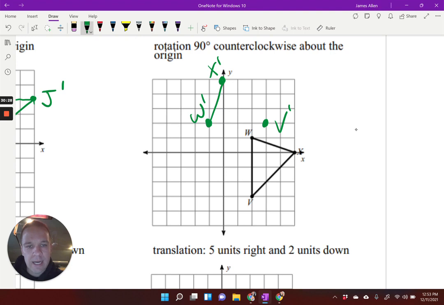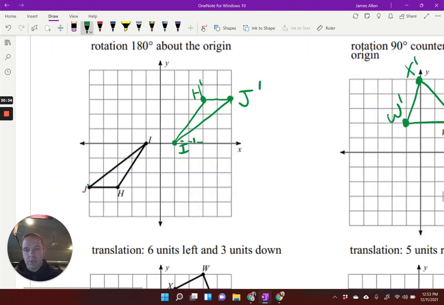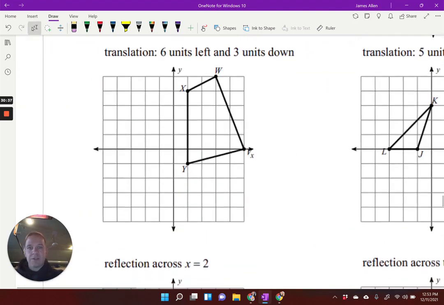Let's connect the dots. See what looks about right. I like it. That looks like a rotation, 90 degrees counterclockwise. We're good. All righty. 6 units to the left and 3 units down. Okay. Let's see here. All I'm doing is shifting this thing. So 6 to the left, that would put me at this spot, and then I'm starting with X, and I go 3 units down. Boom, here's X prime.